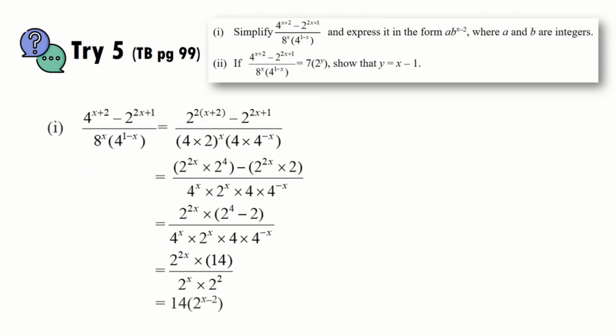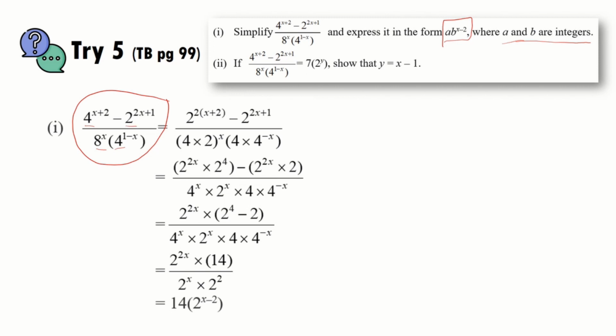Moving on to try 5, we are given a particular expression and we want to express it into a certain form. In this form, we are also told that a and b are actually integers. I hope that you know what are integers. So let us first start off with part i. In part i, we see that we have bases 4, 8, and 2.